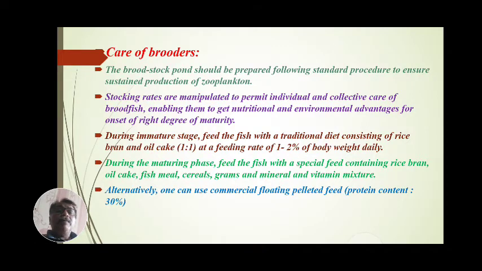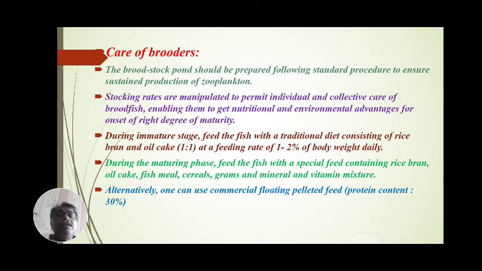Brood fish should get nutritional and environmental advantages for the onset of the right degree of maturity. During the immature stage, feed the fish with a traditional diet consisting of rice bran and oil cakes.